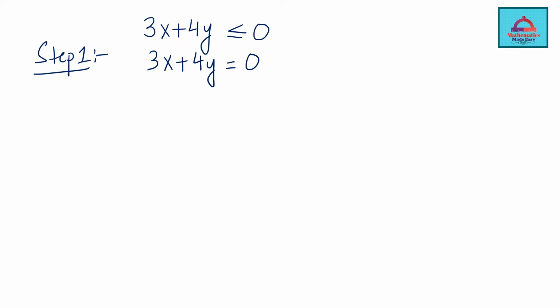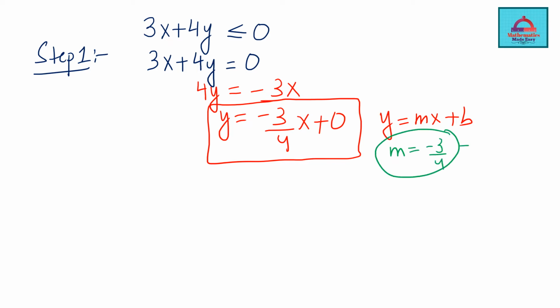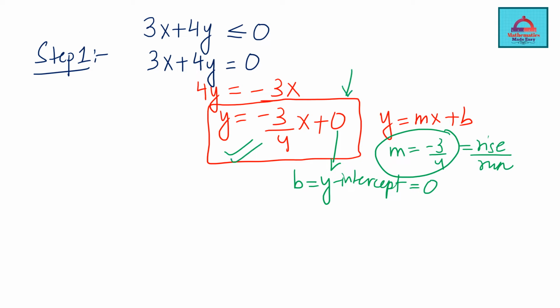Let's convert it into slope-intercept form to get a clearer picture. So 4y equals minus 3x, y is equal to minus 3 by 4 x. Since there is no y-intercept term, it is taken to be 0. Now compare this with y equals mx plus b. What is the slope? The slope is minus 3 by 4. So this is your rise over run, and your y-intercept is 0. Now this is interesting. Y-intercept 0 means the value of b is 0.